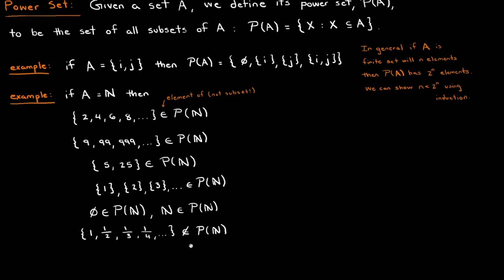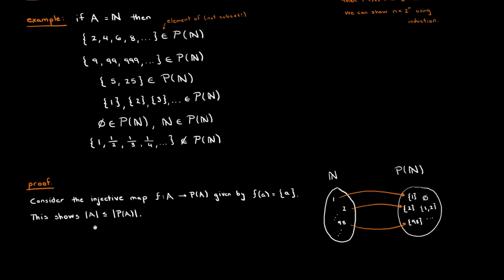And here's a non-example where we have a half and a third, and so these are not elements of the natural numbers, and so therefore, although this is a set of numbers, it's not a subset of the natural numbers, and so therefore it cannot be an element of the power set of the natural numbers. Okay, now let's jump into the proof of Cantor's theorem.